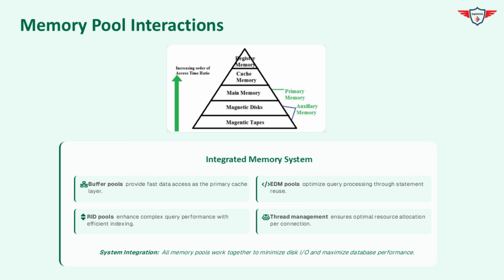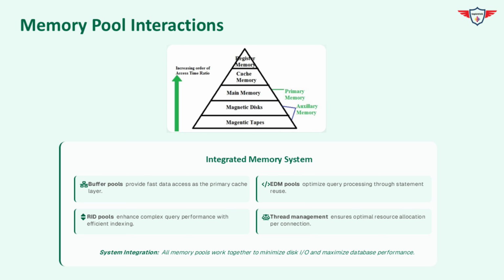But here's the crucial point. These components don't work in isolation. They're designed to work together synergistically. A well-optimized buffer pool reduces disk I/O, which frees up system resources for other operations. Efficient EDM pool usage reduces CPU overhead, leaving more processing power for actual data operations.